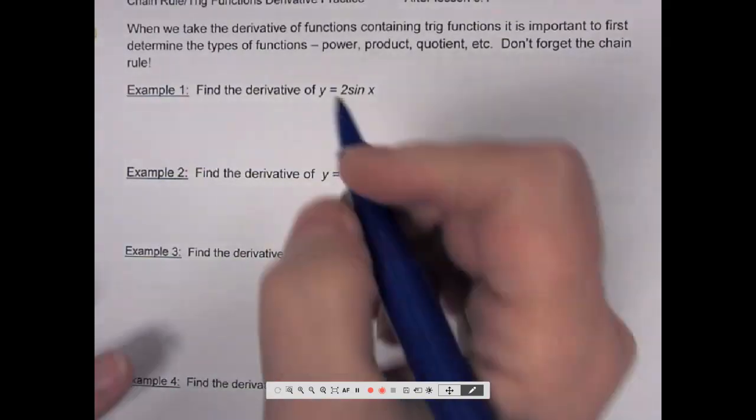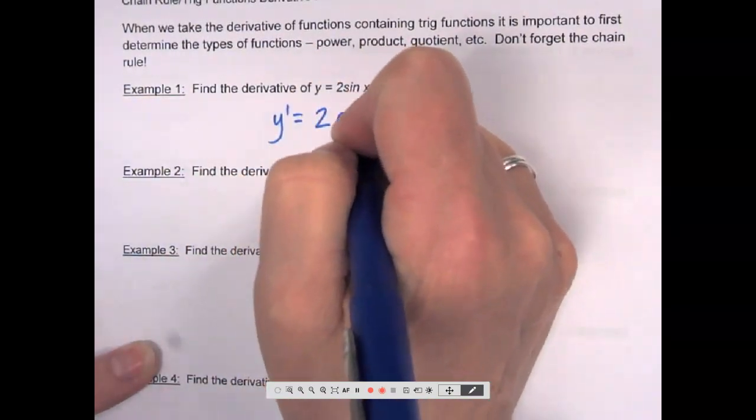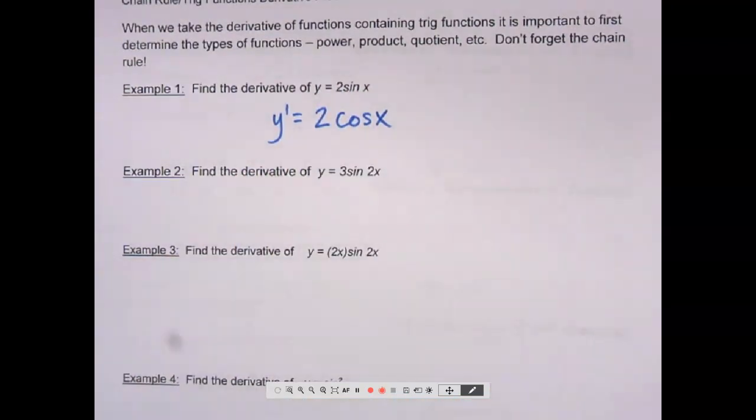2 cosine x. Can I use the product rule here? No, because it's just a coefficient. Well, I could, but when I did u prime, it would be 0, so I would still just end up with this one term. So yes, I could use it. It's just a little bit longer process.